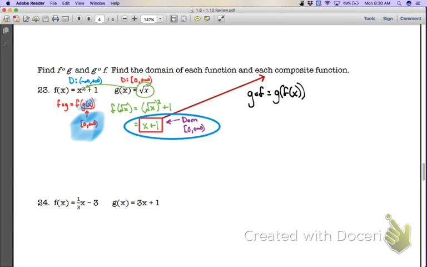So from here, since that domain is just negative infinity to positive infinity, there's nothing that I really have to worry about. It's really whether anything is going to change as far as my domain once I do the composite. So once we do the composite of the function, I have the square root of x squared plus 1.